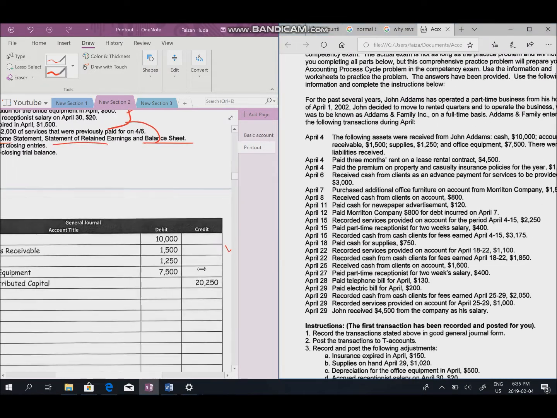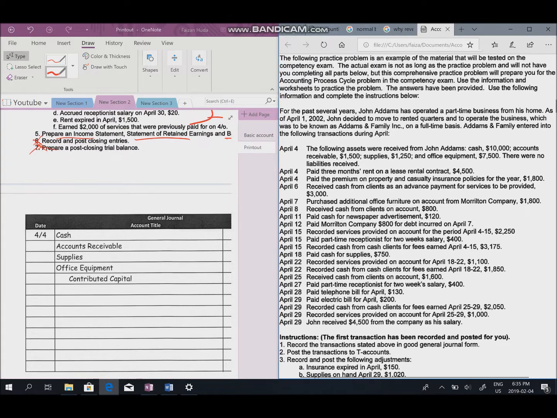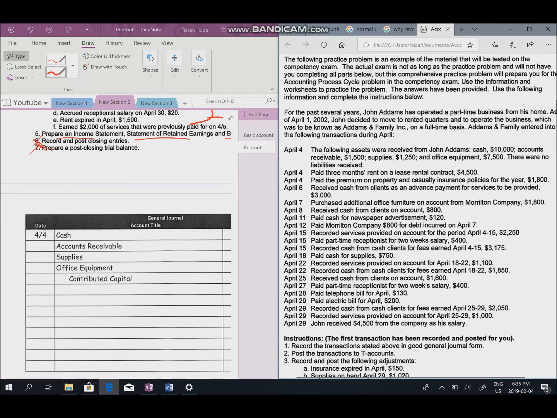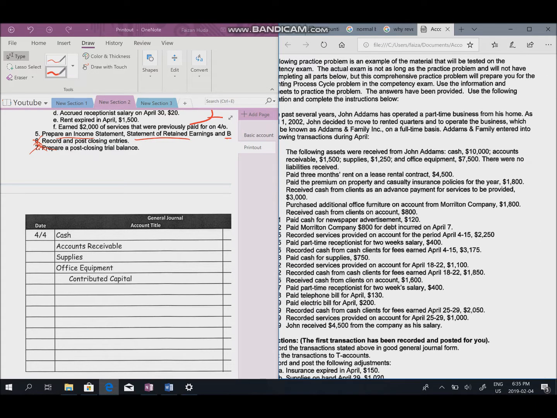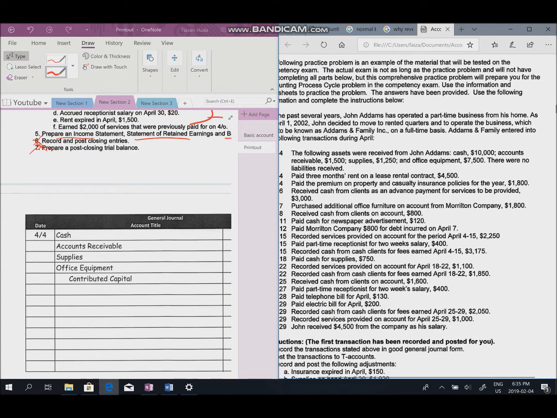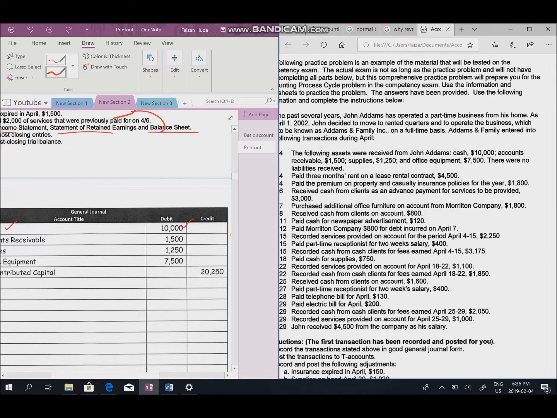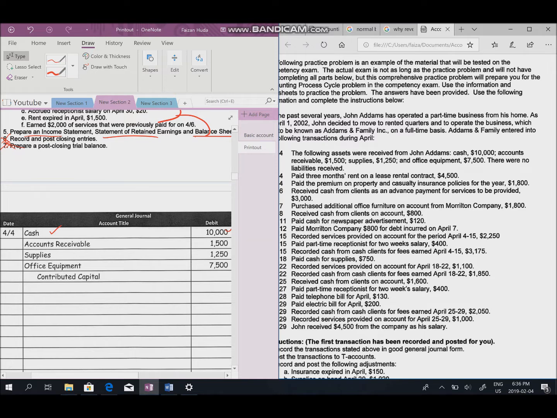So as we see, our first journal entry is the following: assets were received from John Adams, cash $10,000. So we're receiving cash. That means our cash would be debit. So therefore this part is right. Our cash is debit for $10,000. As I said, to increase cash, we debit cash.